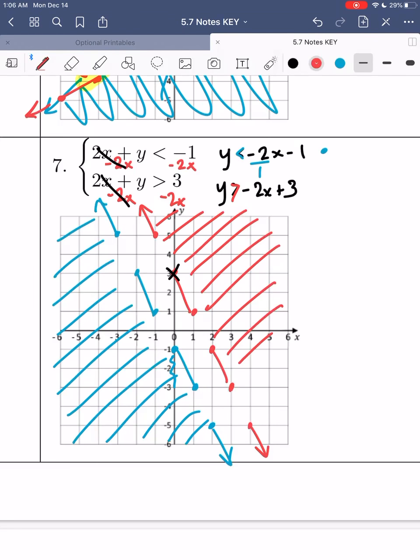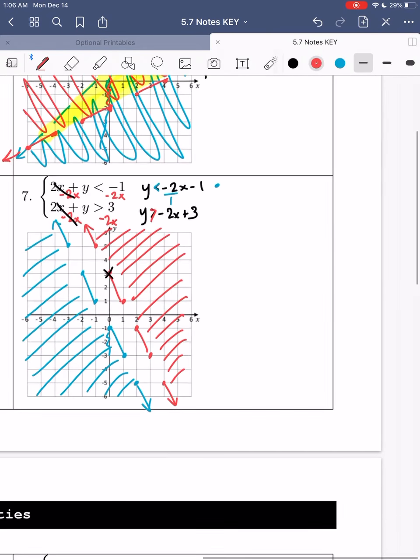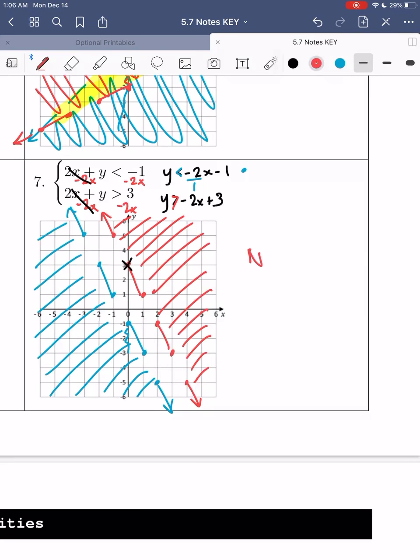And remember, we're looking for the spot where it's overlapping, and these are not overlapping anywhere. So this would actually be a no solution. No overlap, no solution.